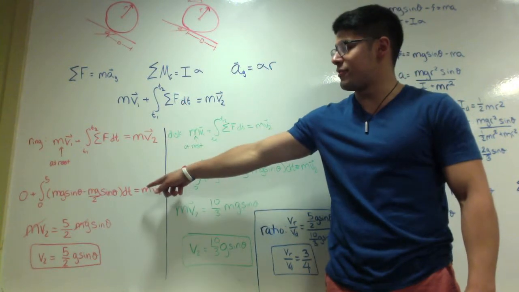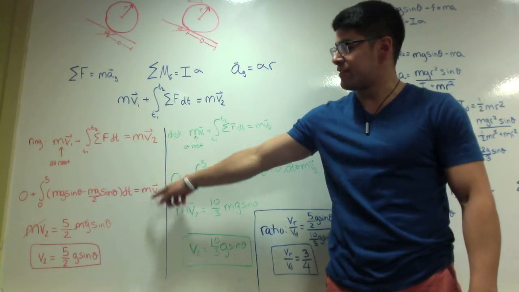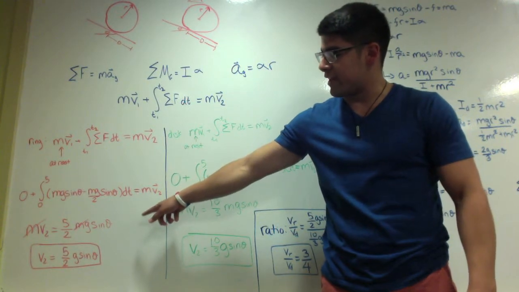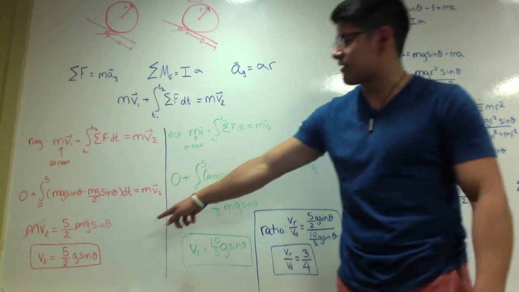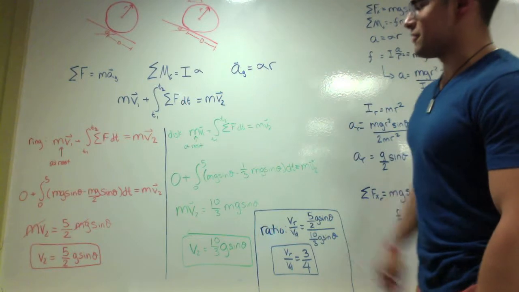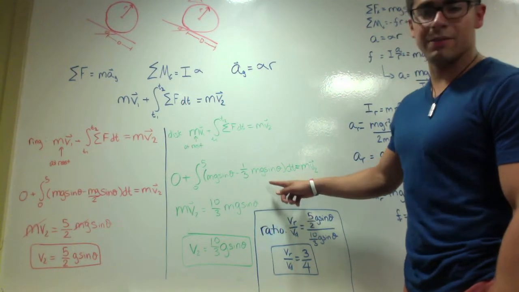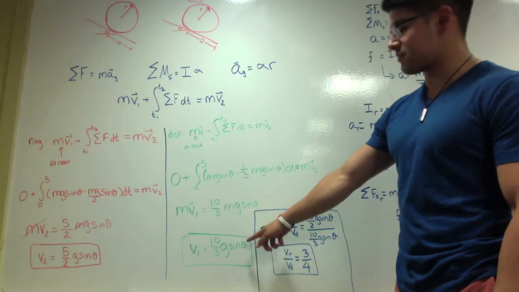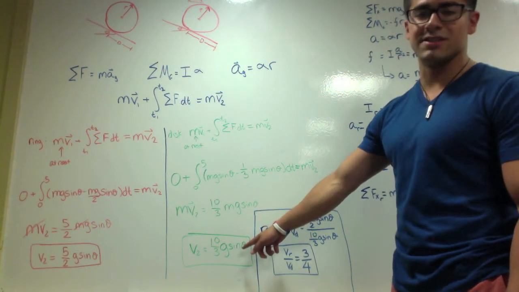This is the impulse momentum equation for the ring. Here we plugged in our new f in the interval from 0 to 5, set it equal to the other side, mv, and then canceled the m's and got 5 halves g sine theta. Same thing here for the disc. Plugged in 1/3 mg sine theta, got 10/3 g sine theta.